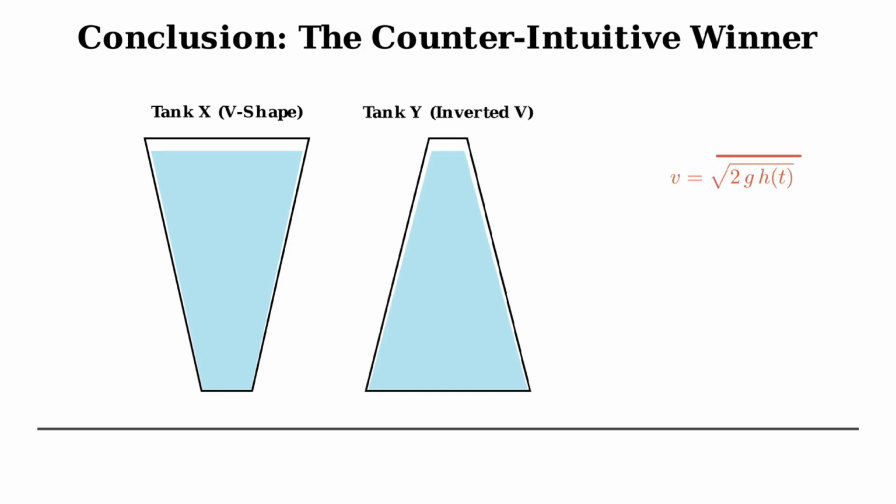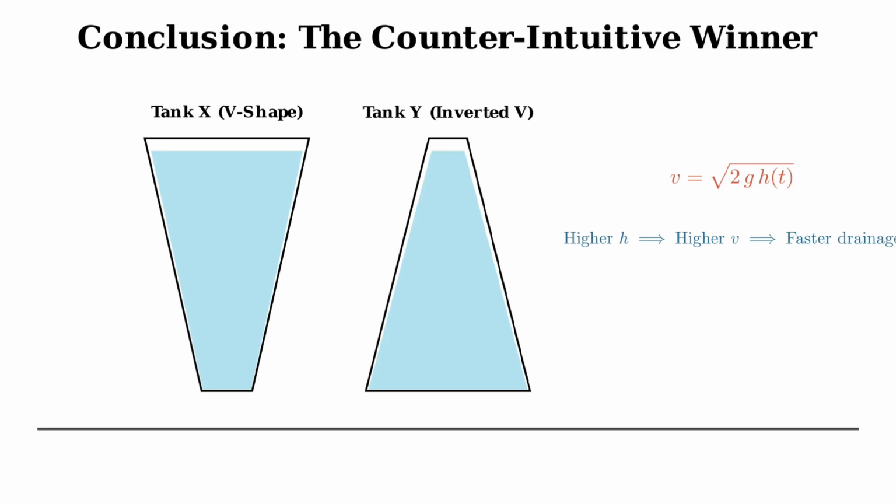Here is the key physics. The exit velocity through the drain hole is governed by Torricelli's law. v equals the square root of 2gh. Velocity depends directly on the instantaneous water height h. In tank Y, yes, the height drops fast, but that rapid drop means the driving head h shrinks quickly, which means the exit velocity also decays rapidly. The tank is essentially starving itself of pressure head.